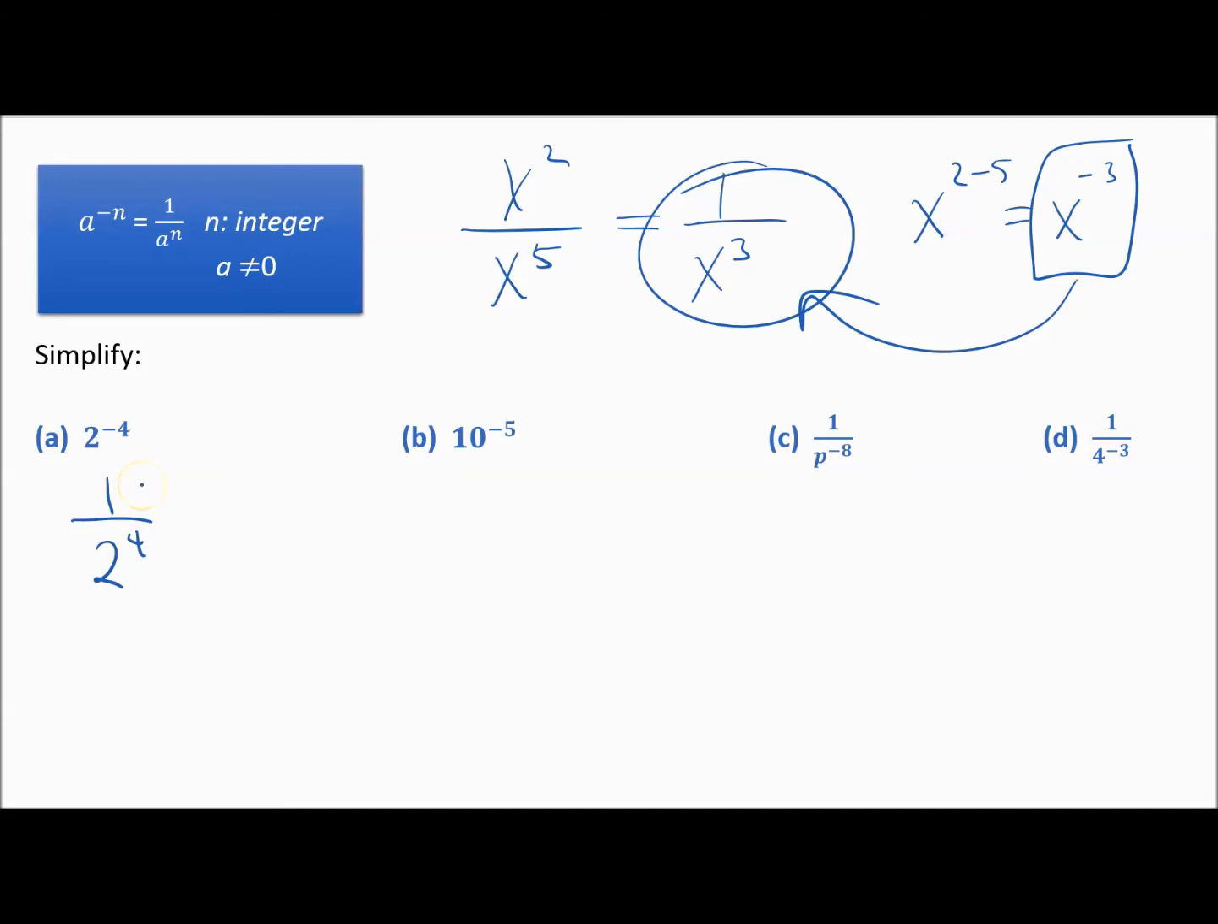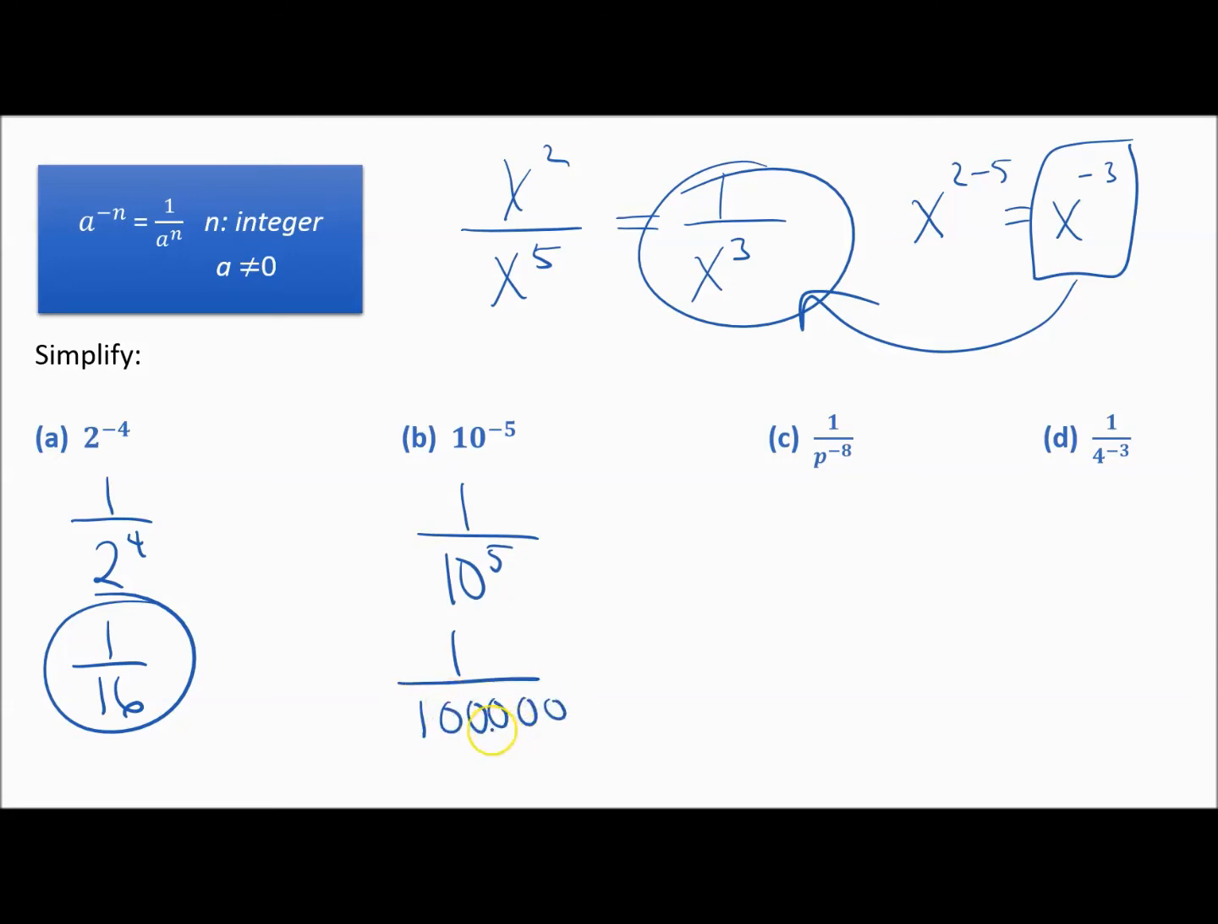Now, if I simplify this 1 over 2 to the fourth completely, 2 to the fourth is 16, and that's complete. Next problem, again, this is not a negative number. This is telling you that the exponent is negative, which means it belongs on the other side of the fraction bar. And 10 to the fifth, you should know this, 10 to the fifth is a 1 with 5 zeros. So 1, 2, 3, 4, 5, and I mark it off. So 1 over 100,000.